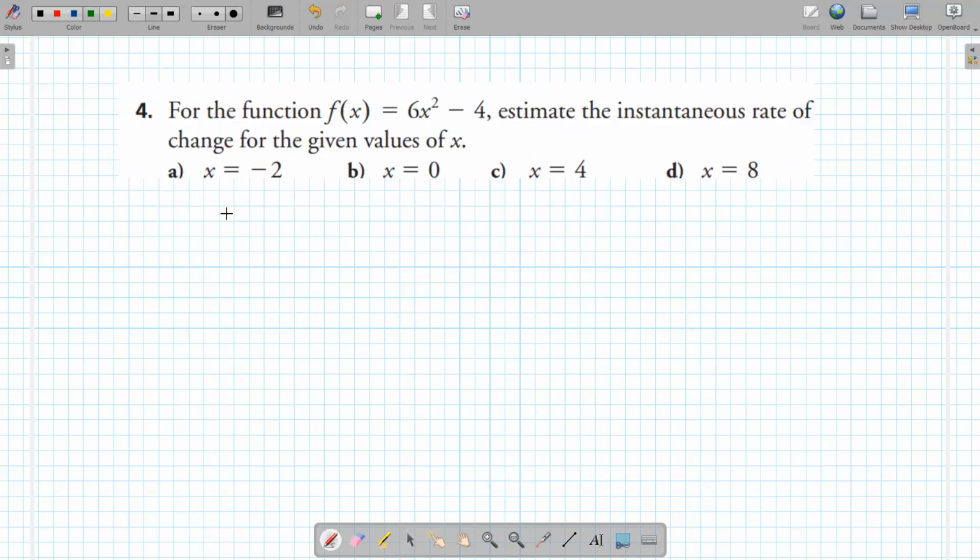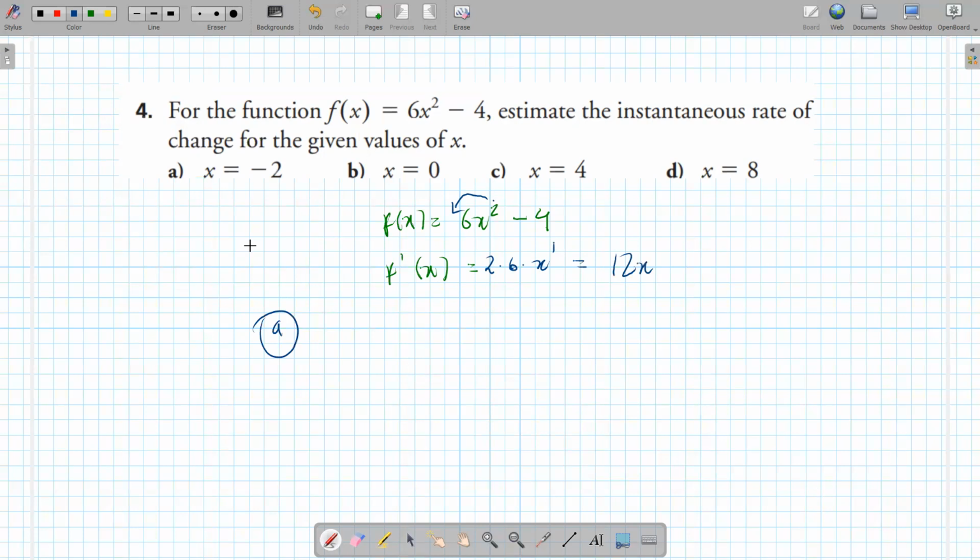Instead of doing this 4 different times, we can finish this question in 30 seconds. f of x is 6x squared minus 4. What will be f prime of x? You want to bring this number down, right? And take 1 away from it. What do you get? So 2 comes in the front. What's going to be the power of x? 1. So the IROC function is 12x.